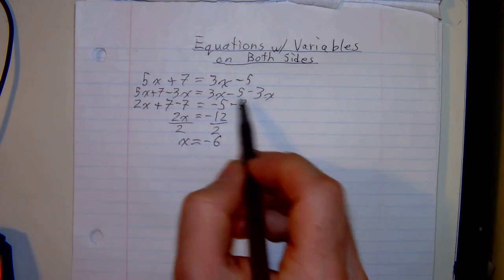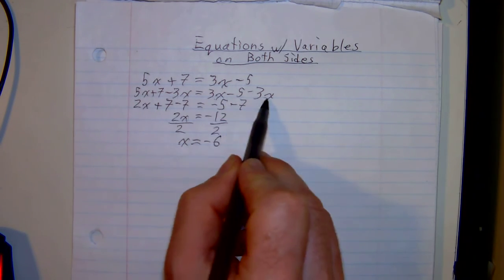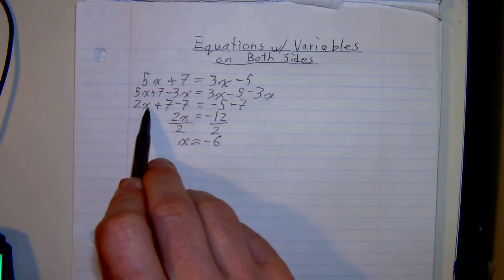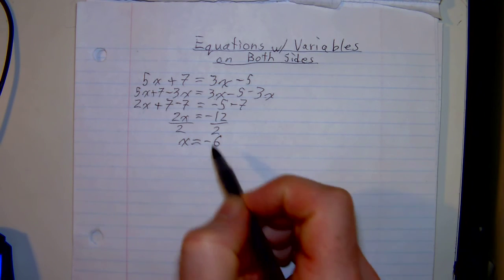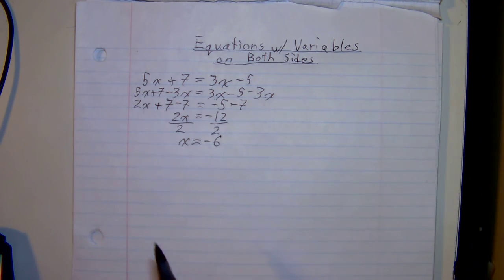It's to move all the x terms over to one side. So you can see I got rid of the 3x on this side, no more x terms over here, all the x terms over here, and then I can combine them with my like terms to get a single x term. And then from there, just a regular finish of the solving.